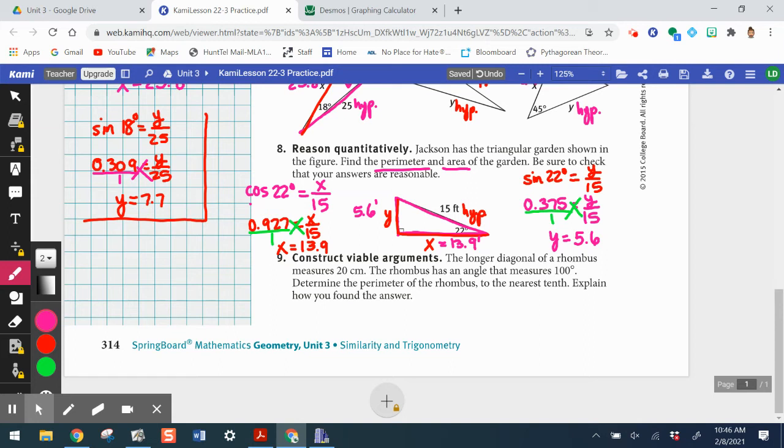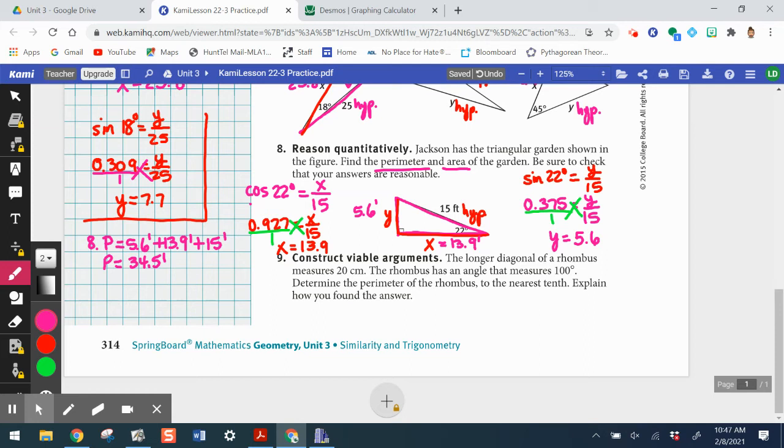So we need to find the perimeter. So perimeter is the total distance around the figure. So we will add these three measurements here. So I'll put that work, I guess, over here, although I'm running out of room. Perimeter is 5.6 feet plus 13.9 feet plus 15. And we get, I got 34.5 feet. So that is perimeter. Now we need to find the area.